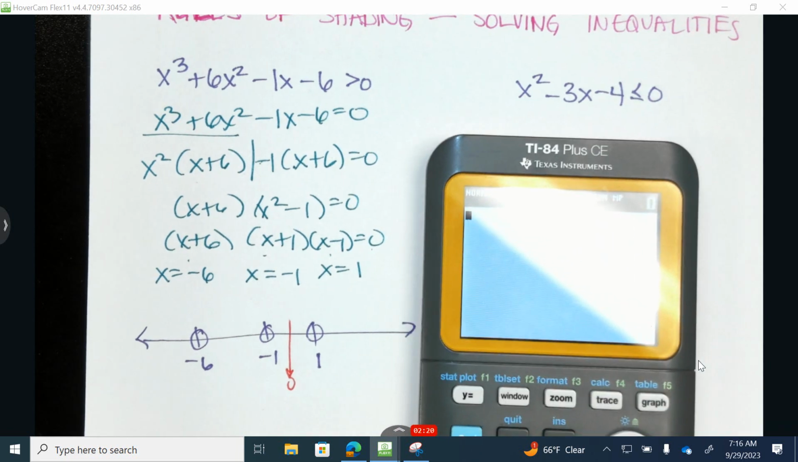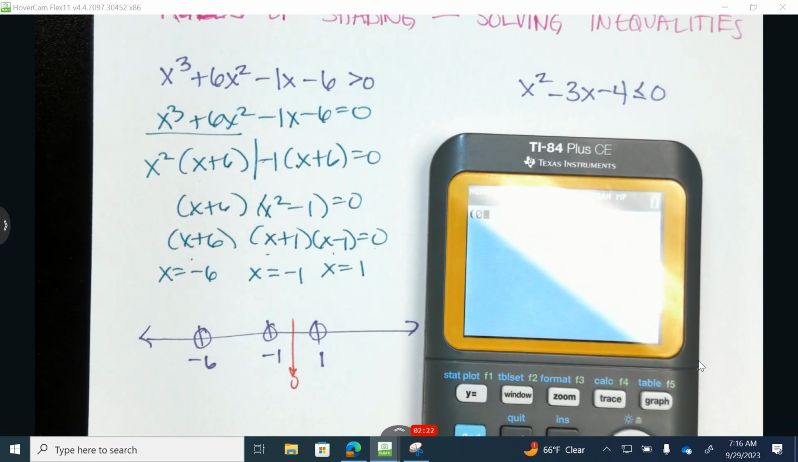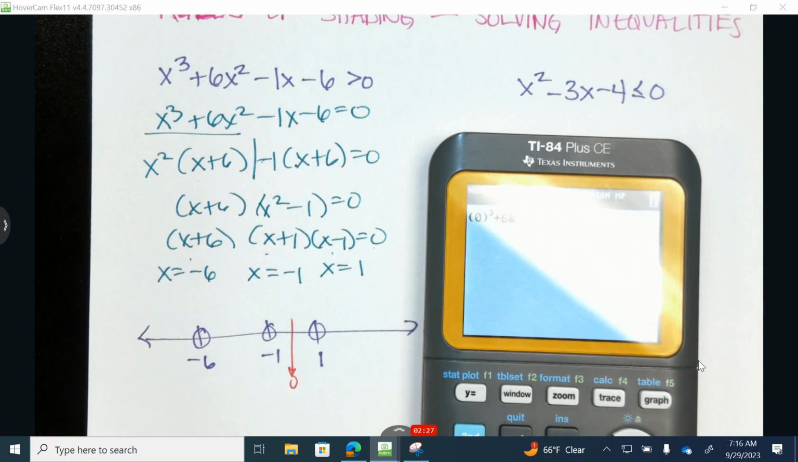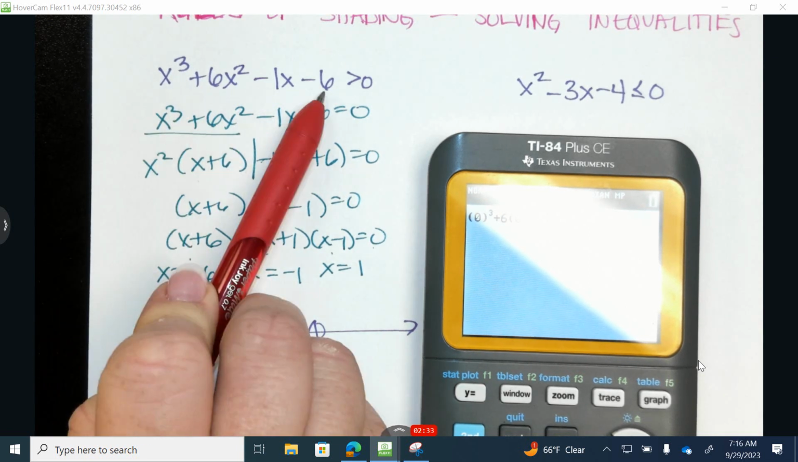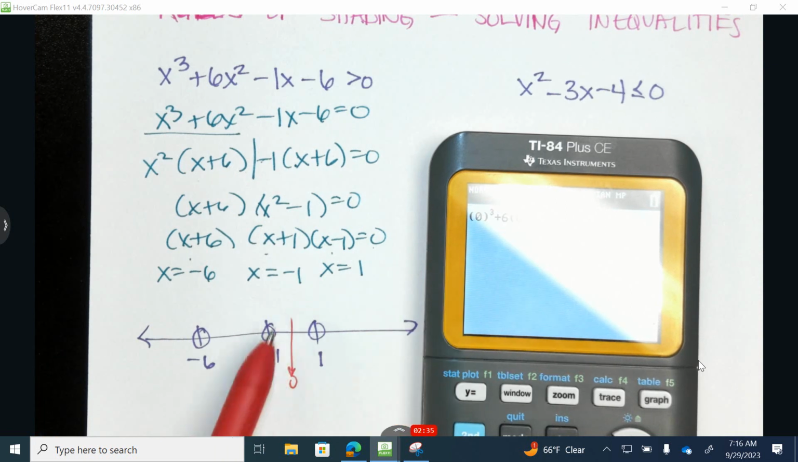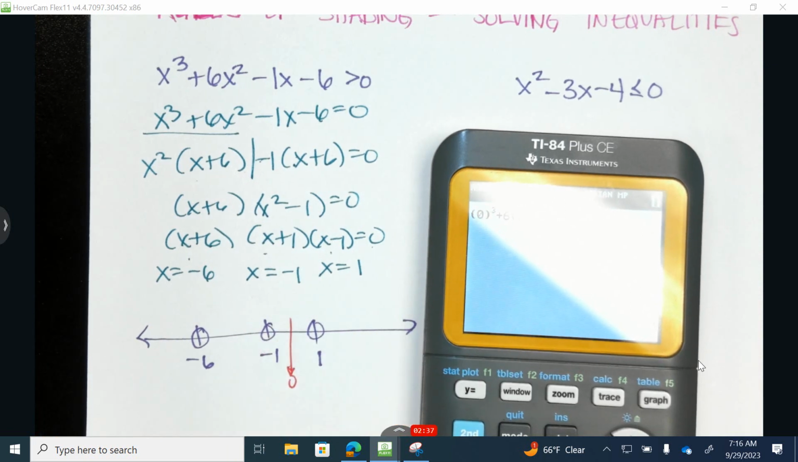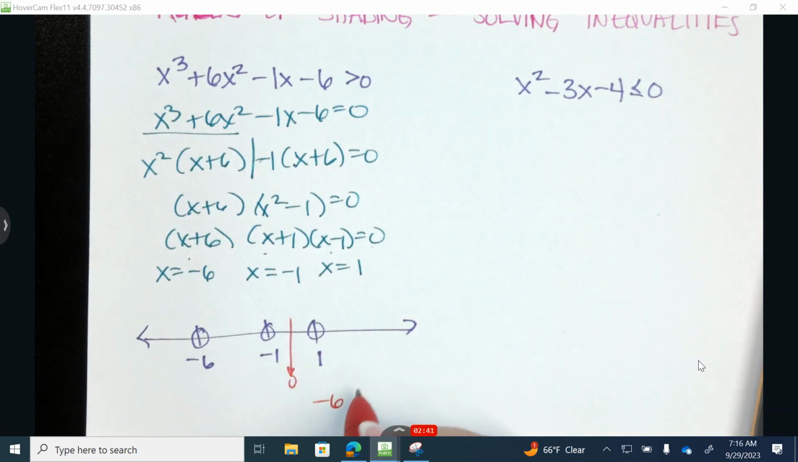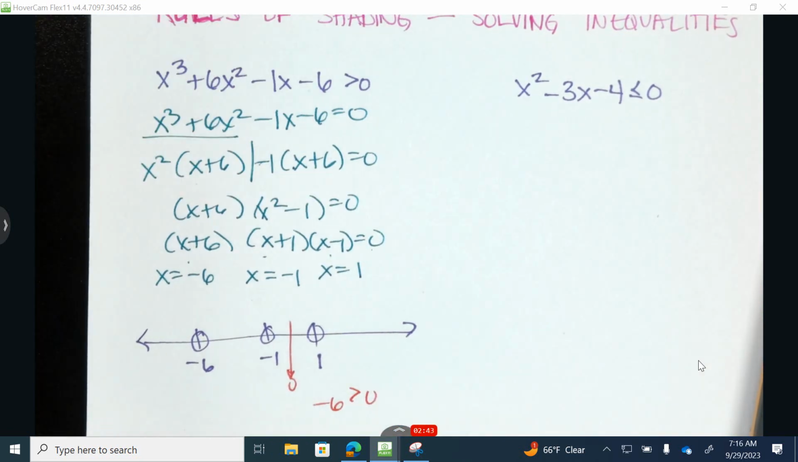If you're in front of me, you're grabbing a calculator or doing the mental math. So I'm going to take 0 to the third. Anytime I plug in a value, I'm putting it in parentheses. And I'm simply going to evaluate: is this a true statement? So here is the mathematical statement. I substituted in 0 to test this region, and I got -6. Is -6 greater than 0? Is that a true statement?